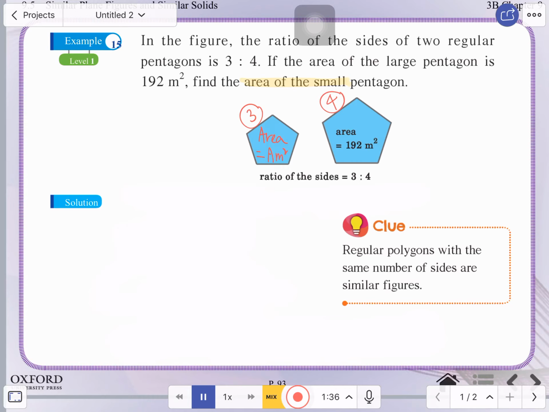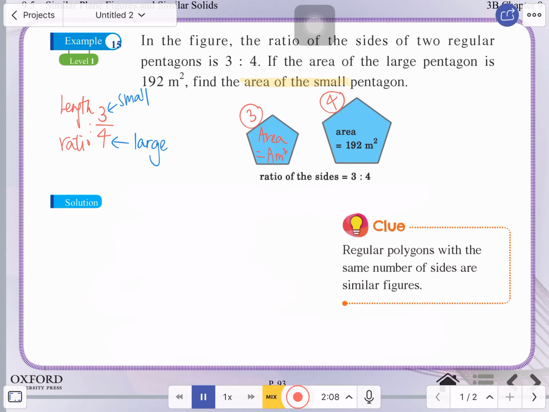We can express a ratio in the form of a fraction. So the ratio of the length will be 3/4. The numerator 3 refers to the smaller pentagon, and the denominator 4 refers to the length of the larger pentagon.